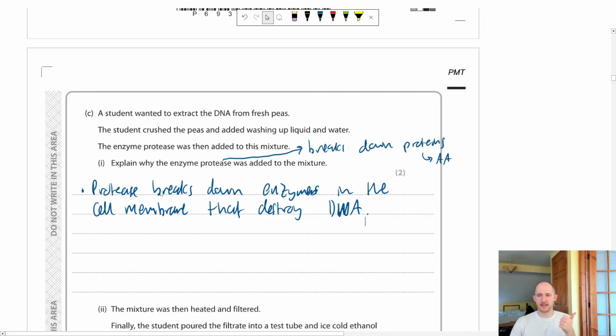Well, saying what protease does, so protease breaks down proteins or enzymes, will give you 1 mark. Saying where this happens in the cell membrane will give you another mark. And then that destroyed DNA will give you the third mark, but obviously this is a 2-mark question, so you don't need to worry about that.